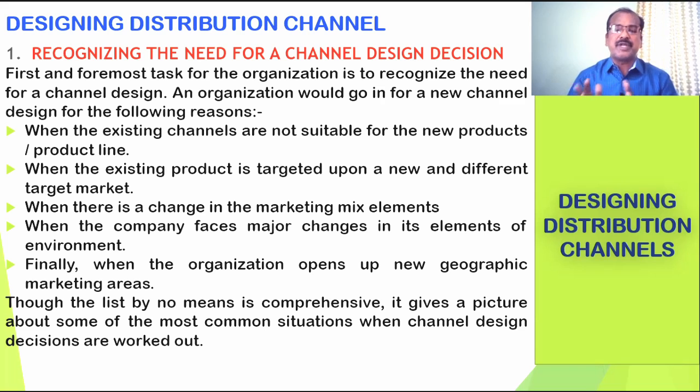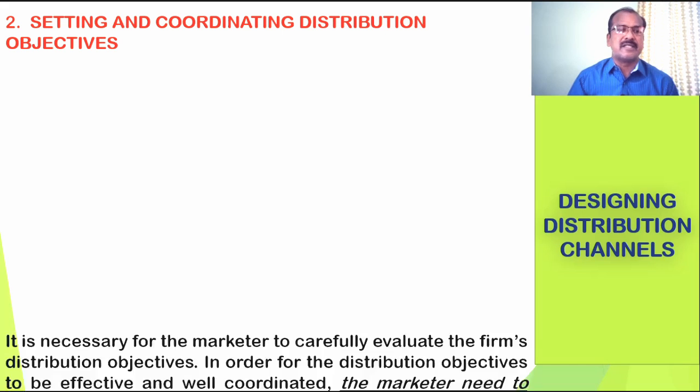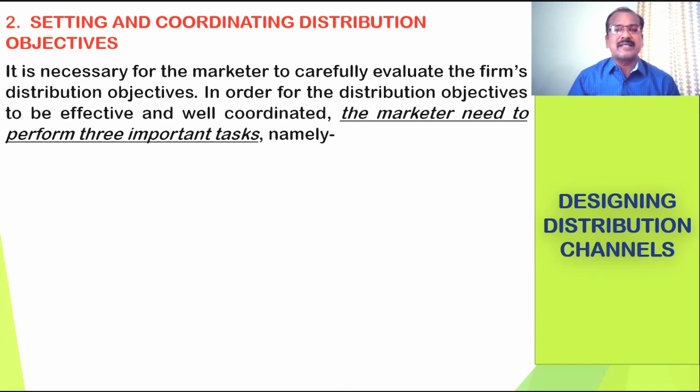It gives a picture about some of the most common, popular situations when channel design decisions are worked out. The second step is setting and coordinating distribution objectives. It is necessary for the marketer to carefully evaluate the firm's distribution objectives. In order for the distribution objectives to be effective and well coordinated, the marketer needs to perform 3 important tasks.